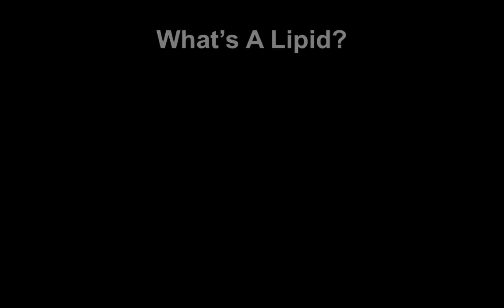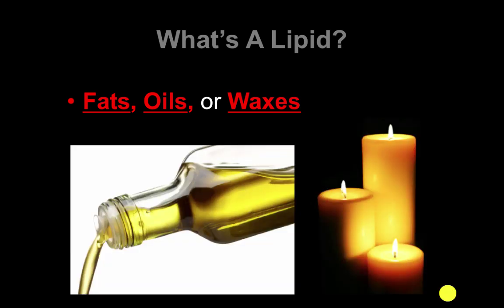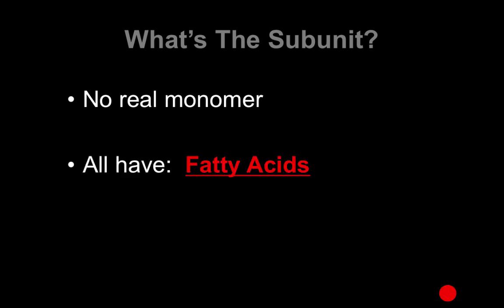So now let's look at lipids. Lipids are fats, oils, and waxes. So think animal fats, olive oil, beeswax, these are all lipids. So what's the subunit of a lipid? Well, they don't really have a monomer the same way that a carbohydrate does, but they're all made using fatty acids. So if I ever ask what's the subunit or monomer of a lipid, just say fatty acids.